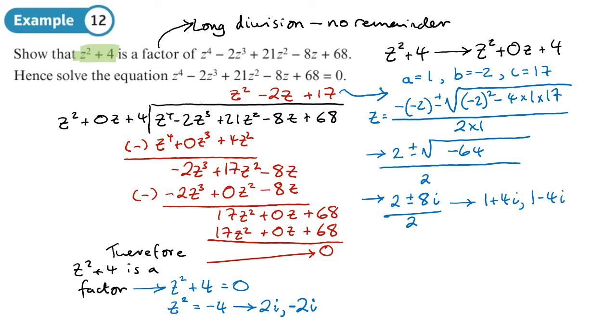So our final answer for all the roots together in one place: 2i, minus 2i, 1 plus 4i, and 1 minus 4i.